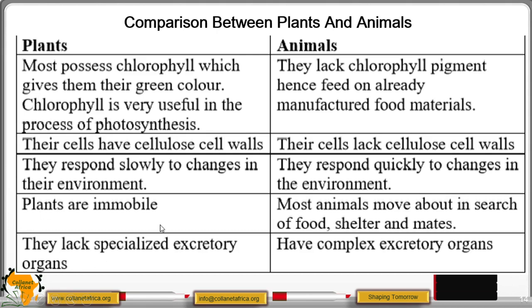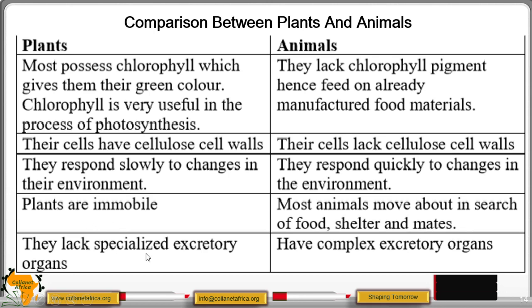Plants are immobile, that is, they do not move from one place to another. They only move parts of their bodies like flowers, leaves, and even branches. But most animals move about in search of food, shelter, and mates. So animals move from one place to another.